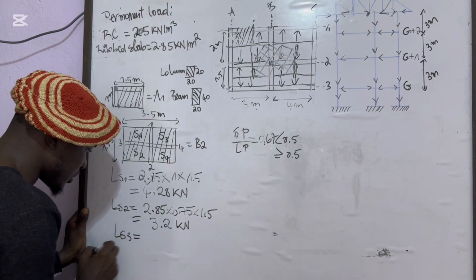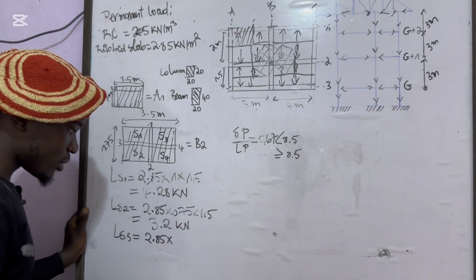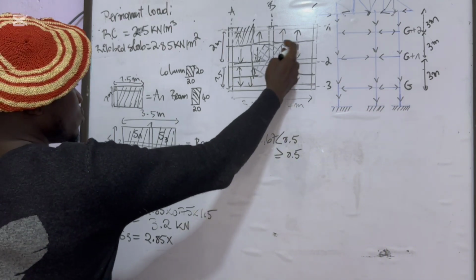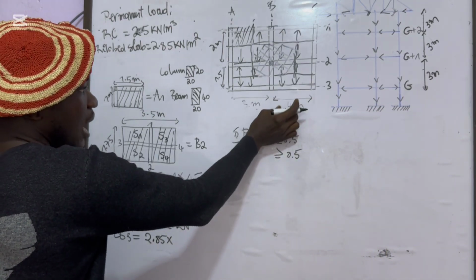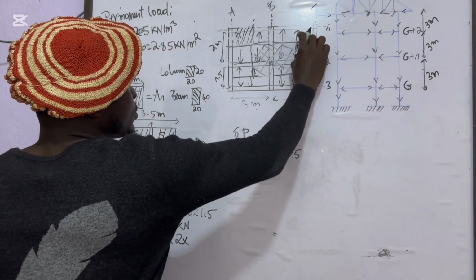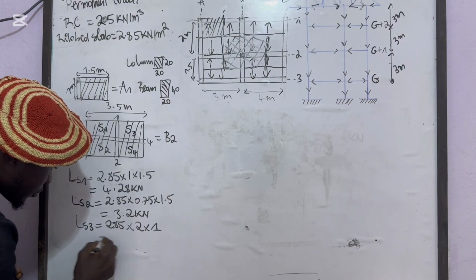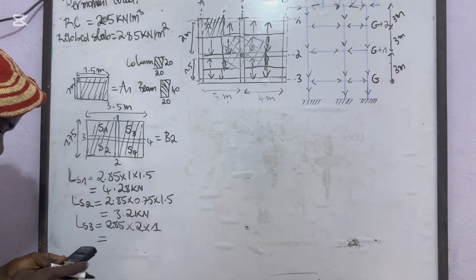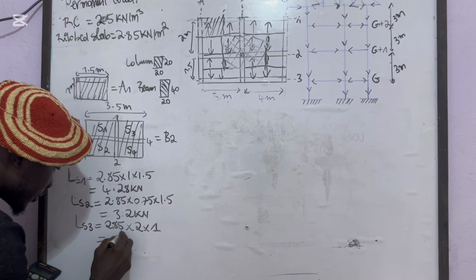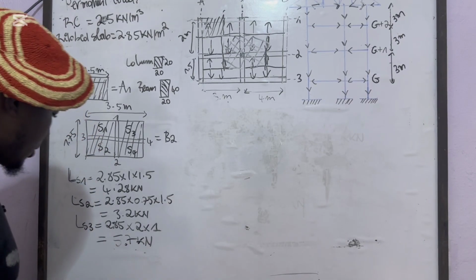Surface area 3 will give us a load of 2.85. Remember, we are calculating according to the self weight of the ribbed slab, times the length, which is half of the span of 4 meters, which is 2 meters, times the width, which is half of 2 meters, which is 1 meter. So 2.85 times 2 is equal to 5.7 kilonewton. So we just obtained LS3.